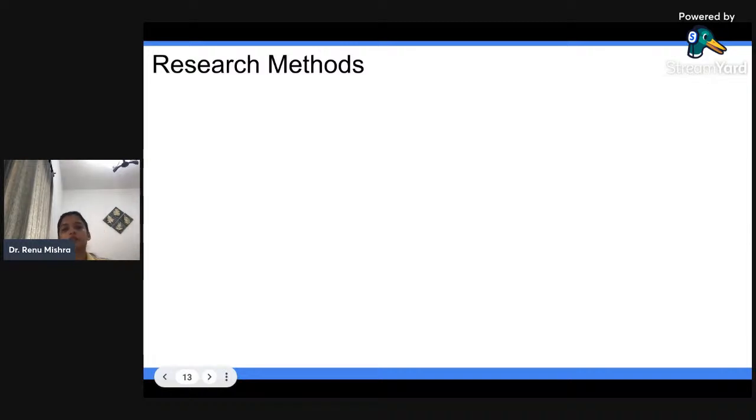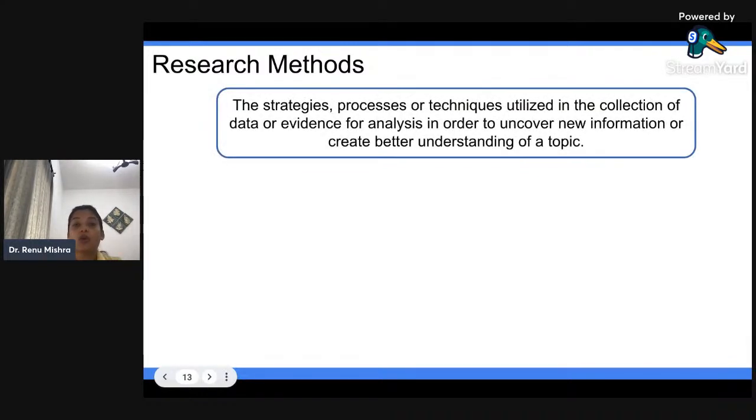Okay, now let's talk about research methods. Now, what are research methods? We need to conduct some research. Now, how will we conduct it? Simple, with the help of research methods. So, research methods, in very simple language, I'll tell you, research methods are the ways, these are the strategies which help you to conduct your research.